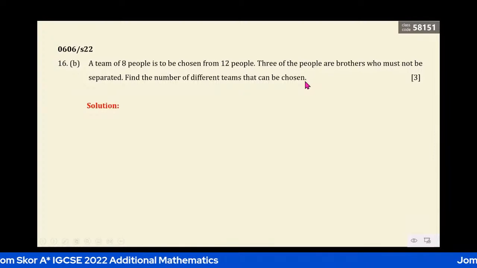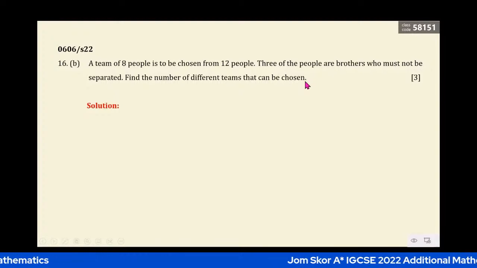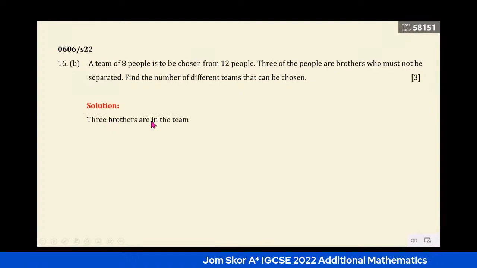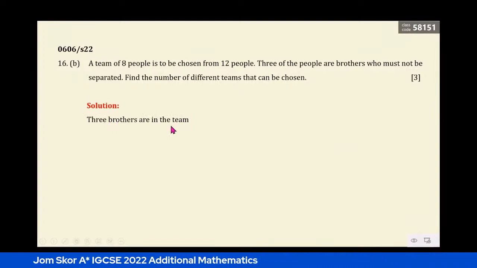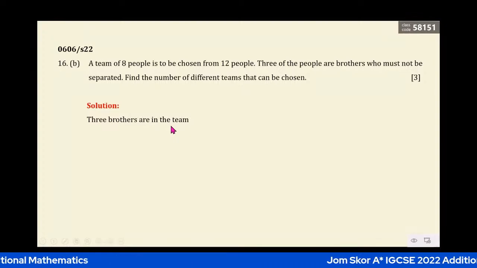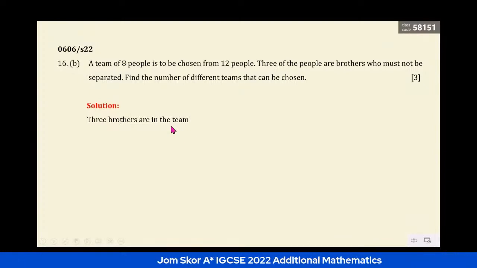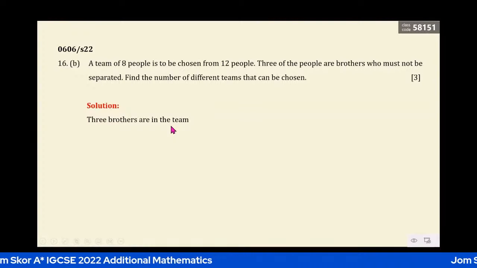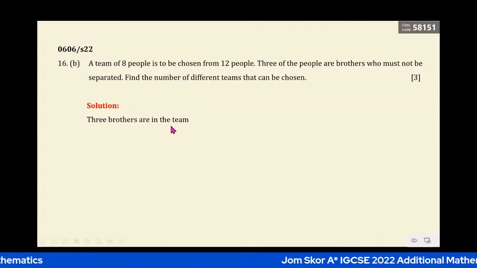Okay, so we have two cases here. So we have to consider both. First, we consider that 3 brothers are in the team. Dia duduk dalam team. So kalau 3 brothers are in the team, so we have 8 people all together in a team. Alright, so 3 brothers dah memang confirm dah duduk dalam team, meaning that out of 8, so 3 tu memang dah ada tempat untuk these 3 brothers. Okay, so we need another 5.